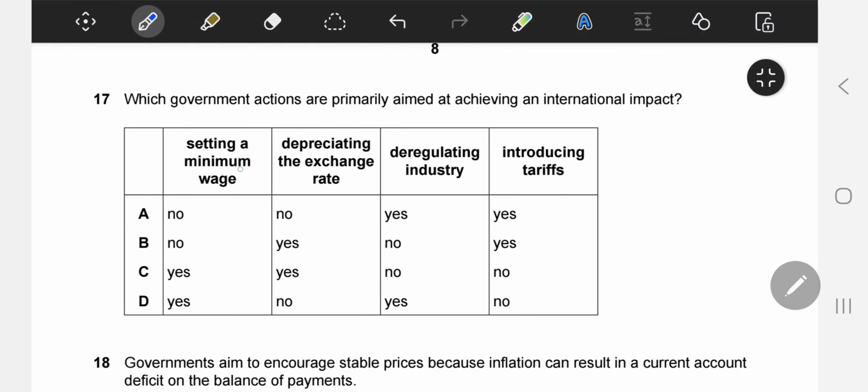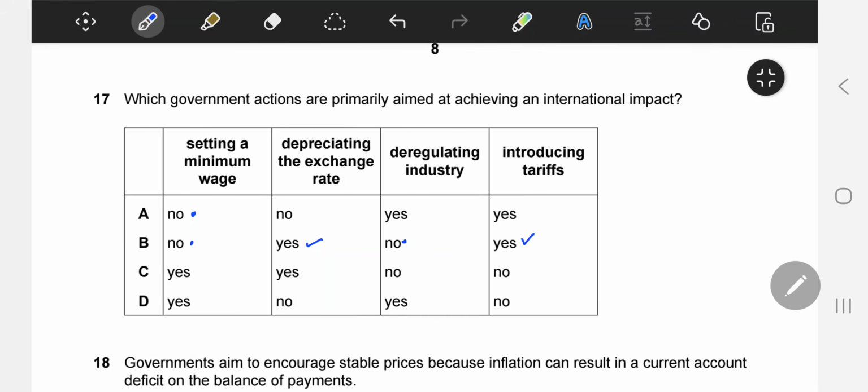So the first is setting a minimum wage. This one has no international impact. So it can be that or that, maybe. And then depreciating exchange rate, this one, yes. Deregulating industry. This one probably doesn't have an international impact, but introducing tariffs has.